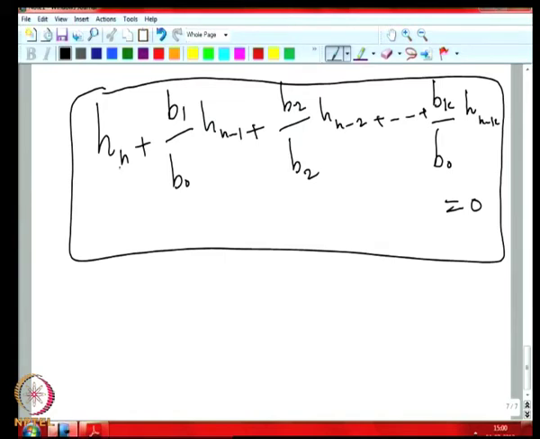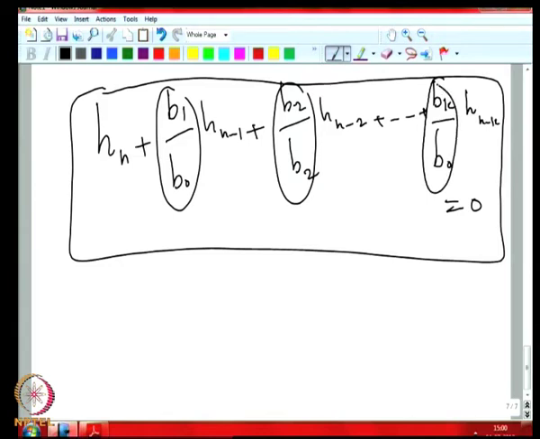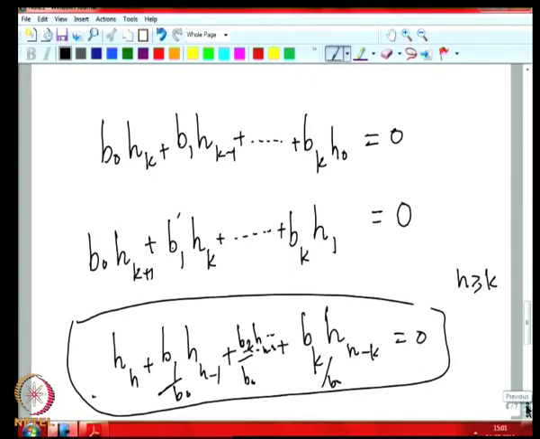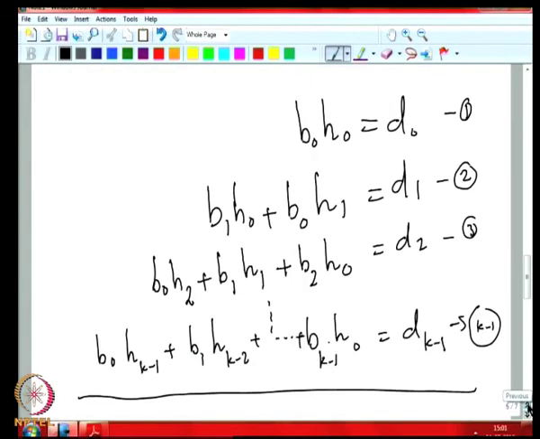You can see that this is a recurrence relation of order k, and these are constant coefficients, right, and this is a linear homogeneous recurrence relation. The only thing left is how we are going to get the initial values. So, this recurrence relation is valid for n greater than equal to k, as we have seen. How to get the initial values? These initial values are easily available from the first k minus 1 equations we wrote first here.